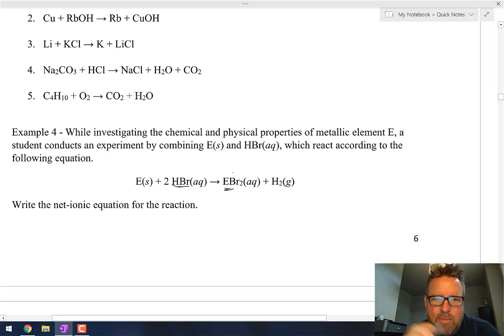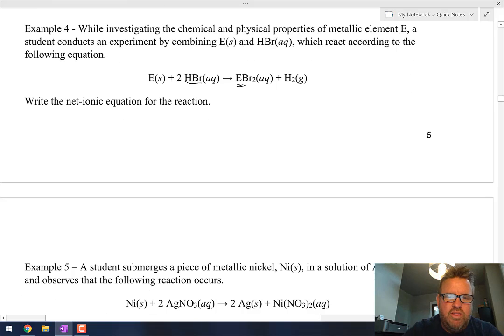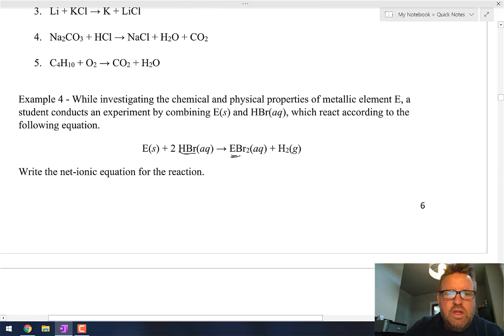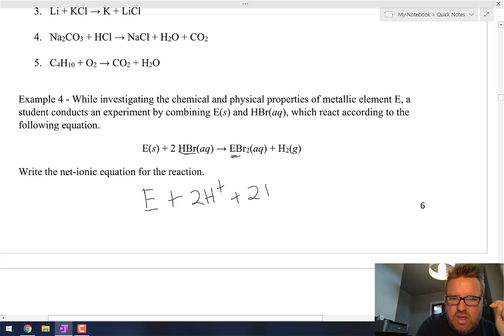Okay? They combine E and HBr, which react according to the following equation. Write the net ionic equation for the reaction. Okay, so they've written the equation. They've even balanced the equation. So now we're just to the part where we have to break things apart if they are soluble. Okay, so we're going to go E plus. We know that HBr is soluble, so we're going to break that into 2 H pluses and 2 Br minuses. And that is going to make EBr2.